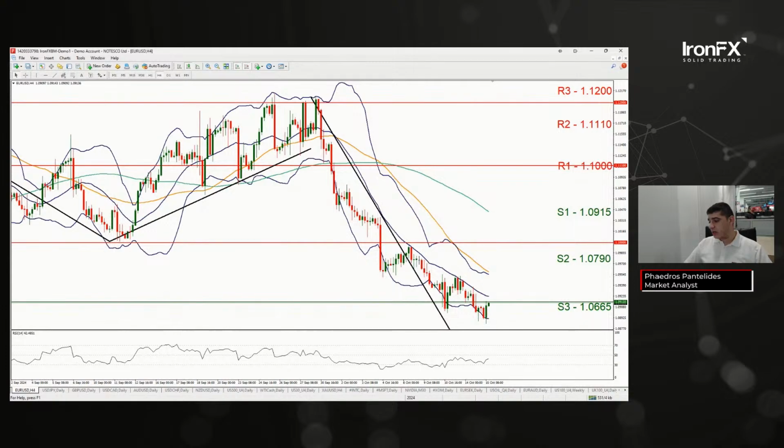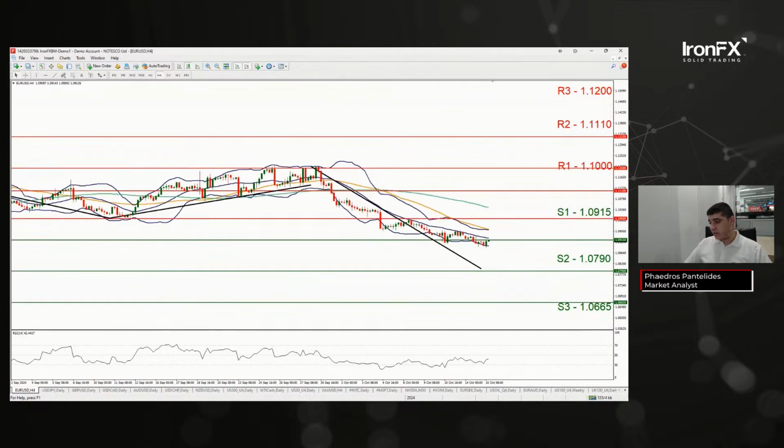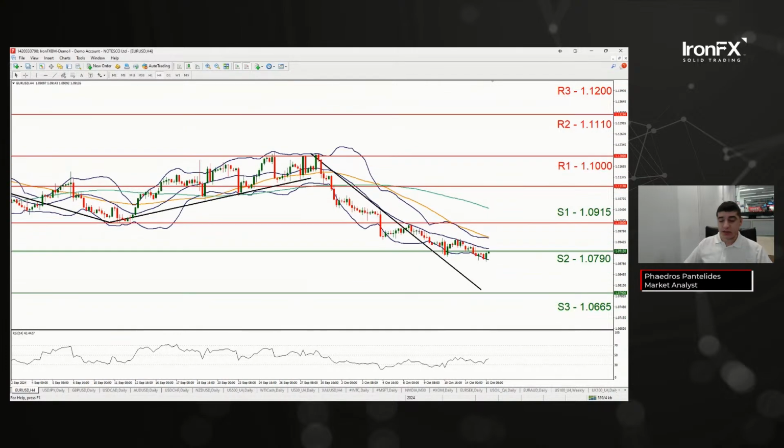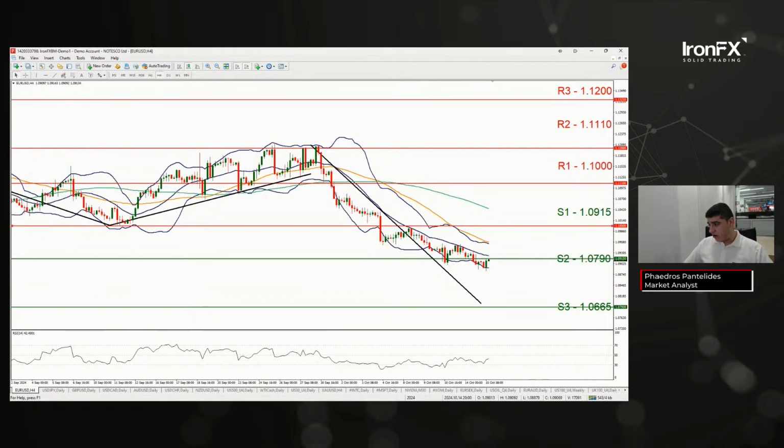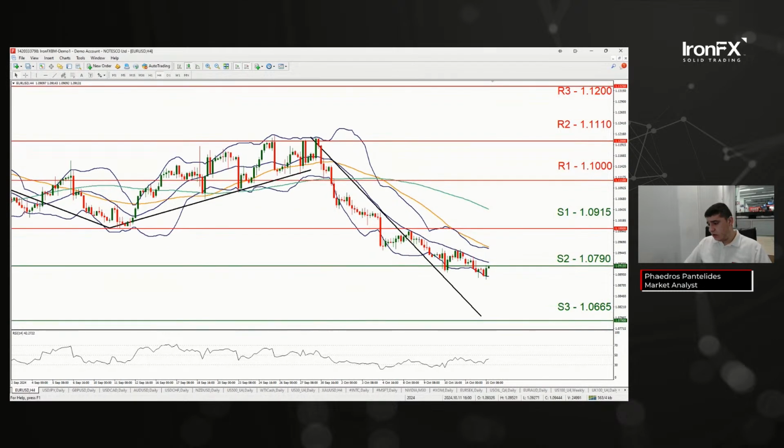If we look at technicals, we're going to be adding in support and resistance levels on a 4 hour time frame. We have R1 at 1.10, R2 at 1.11, R3 at 1.12. We used to have support at 1.0915, which was broken below and has now turned to resistance. So this could be R1.